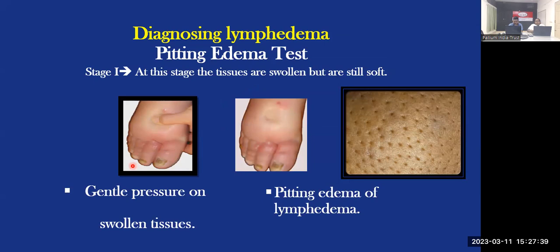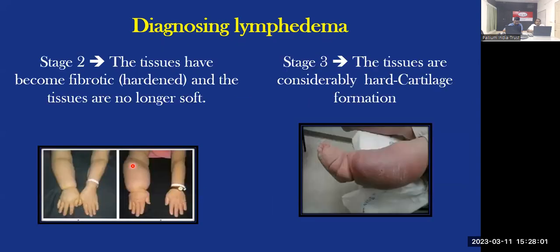Coming to the clinical examination, the first stage is pitting edema, which looks like orange peel skin. In stage 1, if you apply pressure on that area, you can see your finger mark there. Stage 2 is when the tissue has become fibrotic or hardened. If you do not give proper attention to stage 1 lymphedema, it becomes fibrotic or hardened and the tissues are no longer soft. Again, if you do not give attention to stage 2 lymphedema, it goes to stage 3. The tissues are considerably hard and cartilage formation will be there.